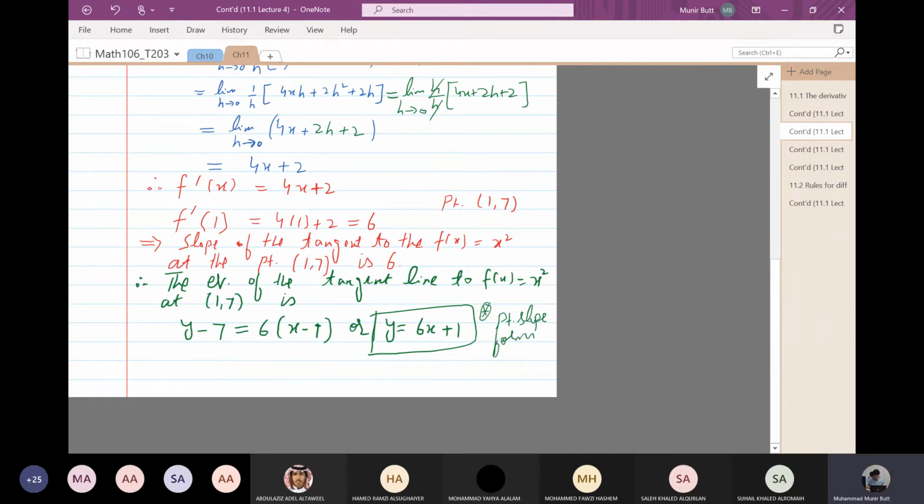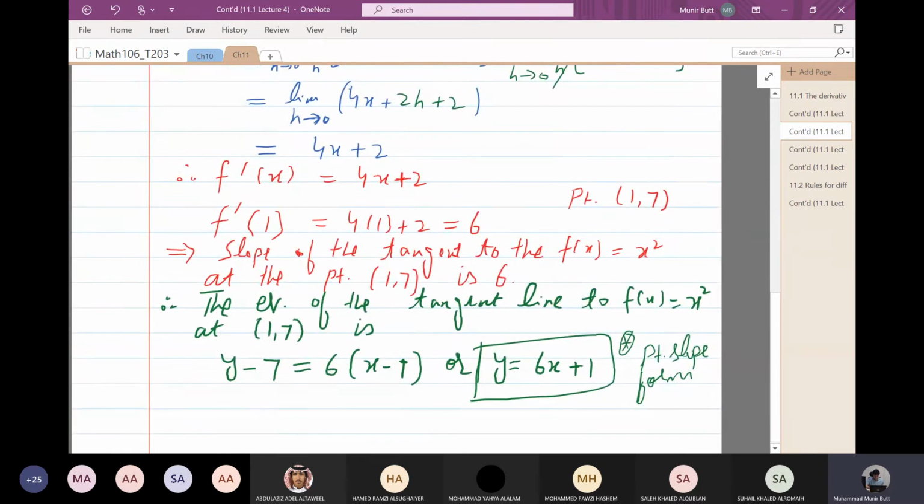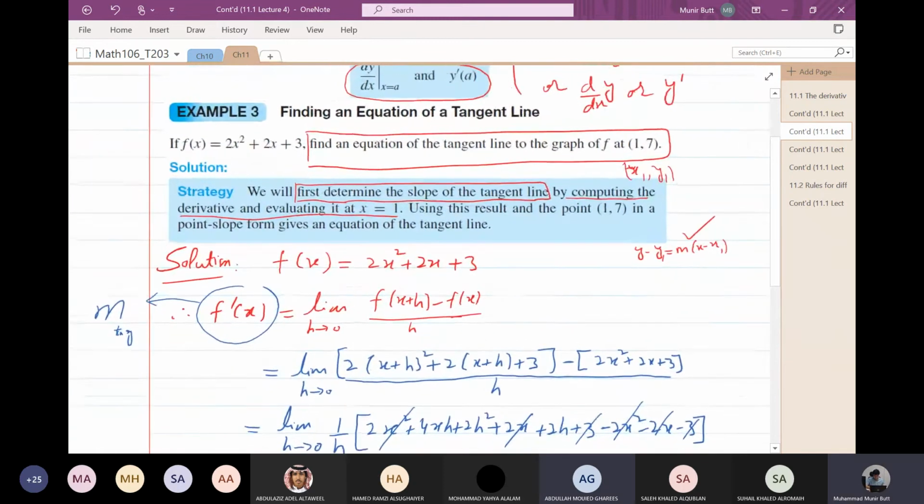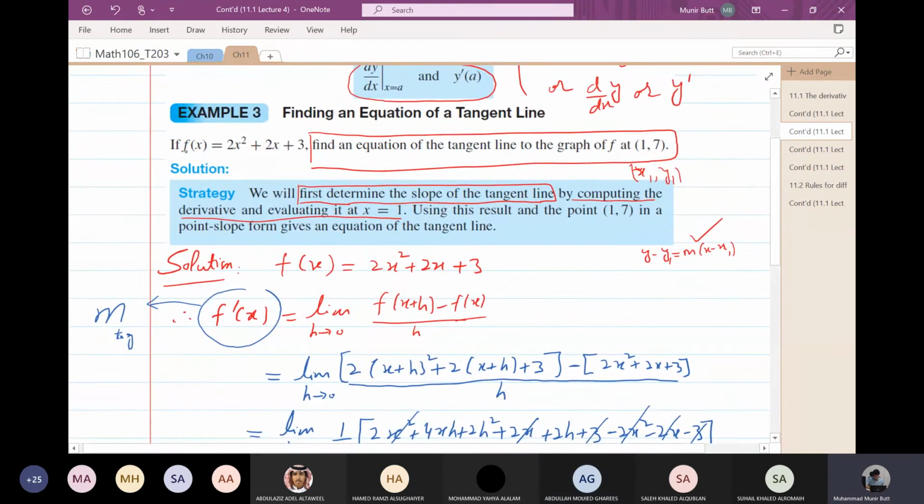Doctor, what about if x equals x square from the question? So you read the question again. So we have this question. Okay, so f of x is this.